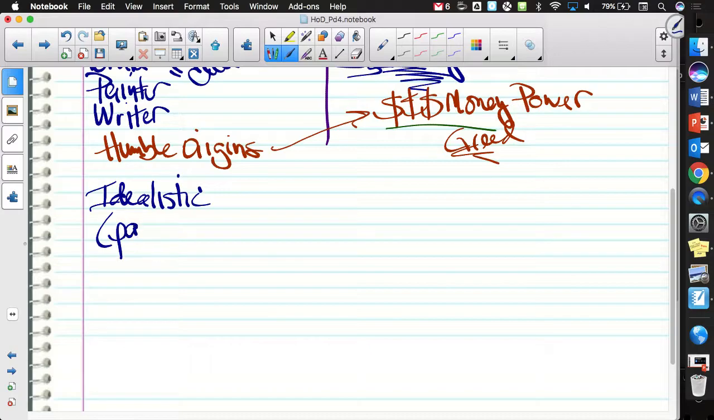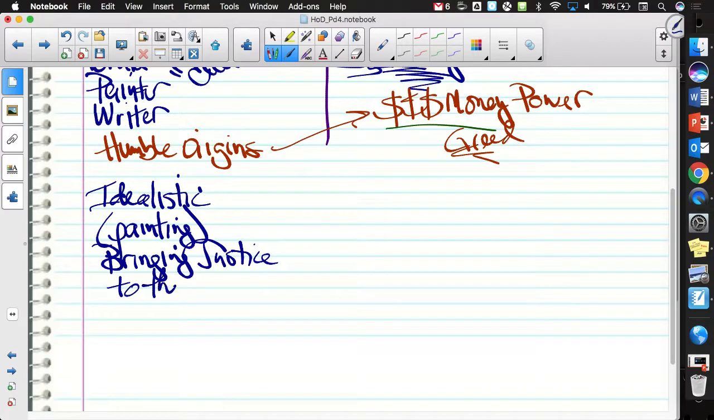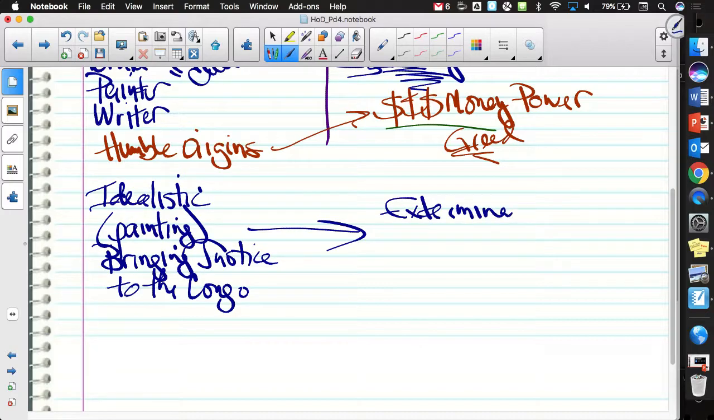And so with this thinking of the painting bringing justice to the Congo, but in reality, change Kurtz, exterminate the brutes.